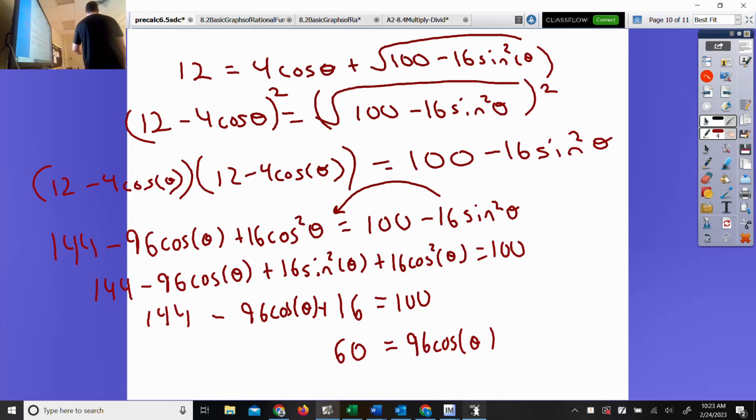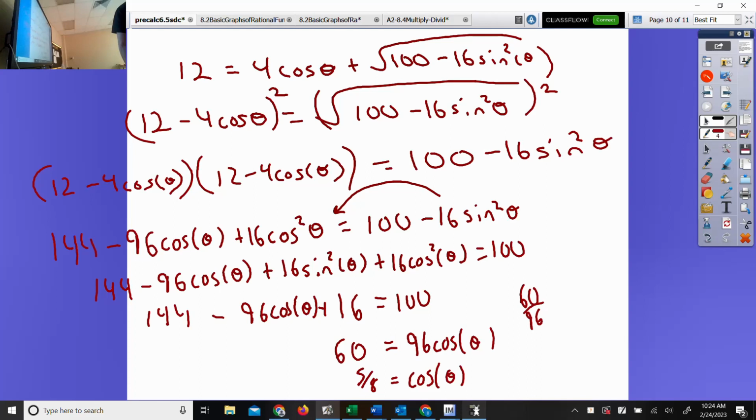Divide by 96. You get 10 over 16. So 5 over 8. Yeah, that's right. 60 over 96 is divisible by 16. That's 5/8. Now, that whole entire page was just to get that.